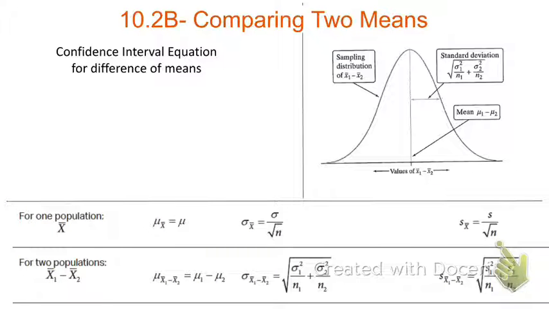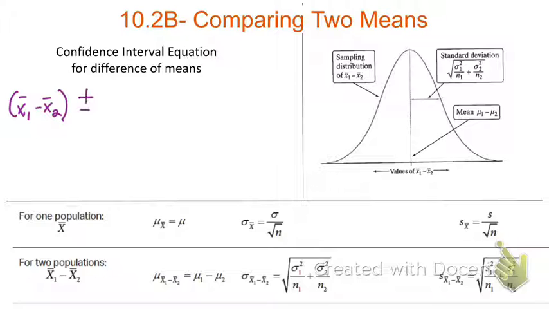We're talking about what if I have two populations and I want to know how different they are. What is their difference? I want to estimate the difference in their averages. So the interval formula is x bar 1 minus x bar 2. That would be the middle of the interval.